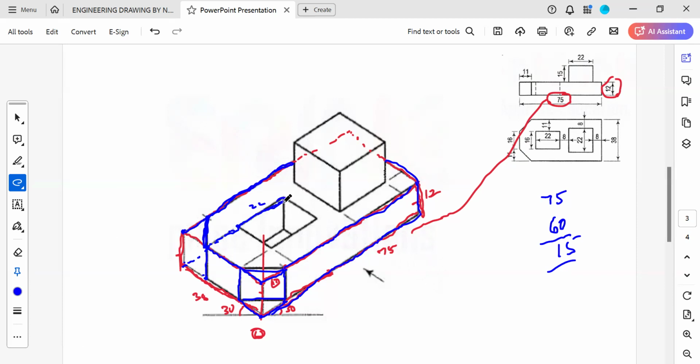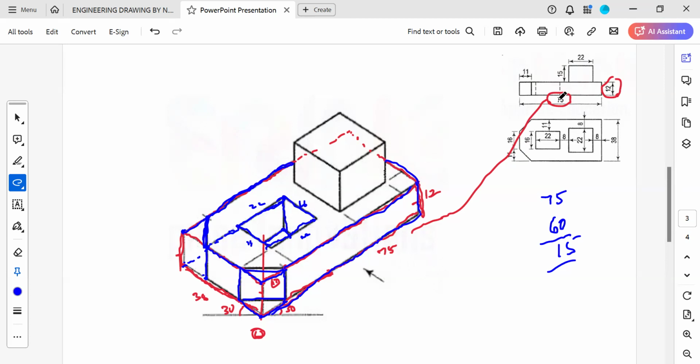Next one is this width, given as 16. Parallel to this axis you draw 22 once again. Here this is 16, so you complete this rectangular portion. Next, at this point you draw a vertical line and the depth will be 12. Next you draw one vertical axis like this and one inclined 30 degrees line like this. So you will get the isometric view of the given portion.